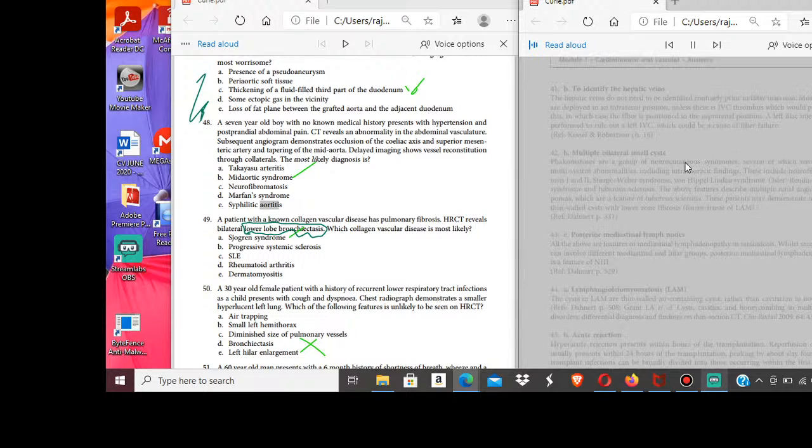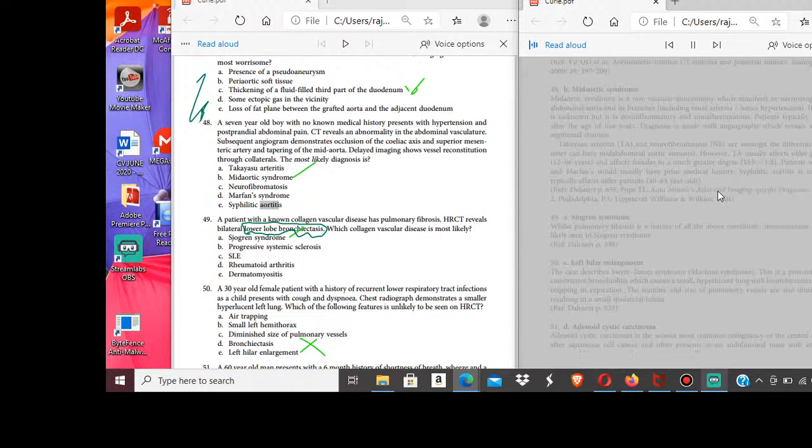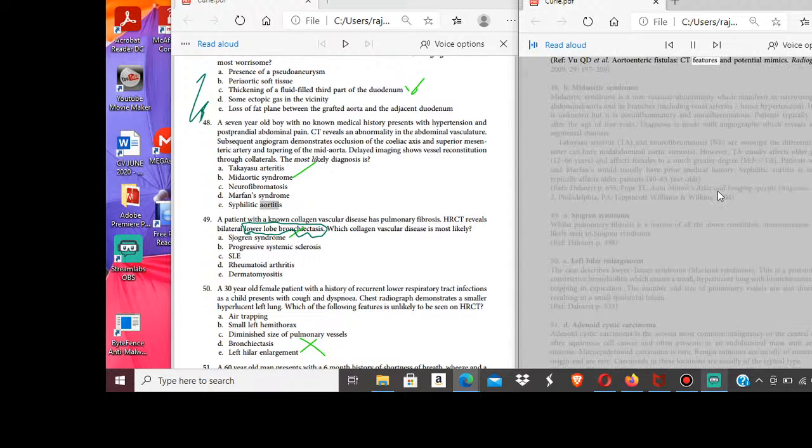Module 1 Cardiothoracic and Vascular Answers. Ref. Vu QD et al., aortoenteric fistulas, CT features and potential mimics. Radiographics 2009, 29, 197-209. 48. B. Midaortic syndrome. Midaortic syndrome is a rare vascular abnormality which manifests as narrowing of the abdominal aorta and its branches, including renal arteries, hence hypertension.